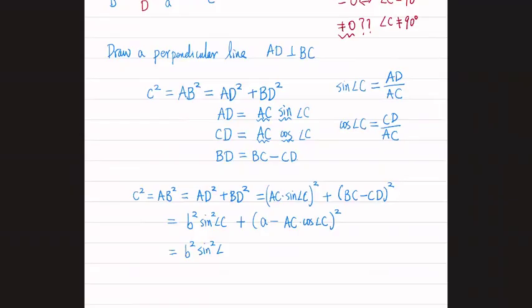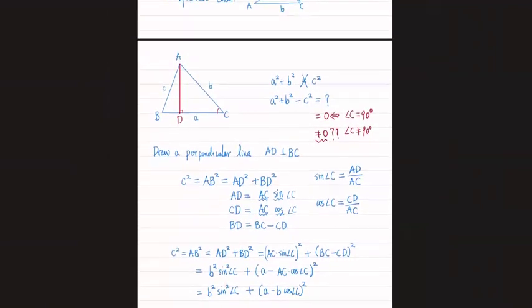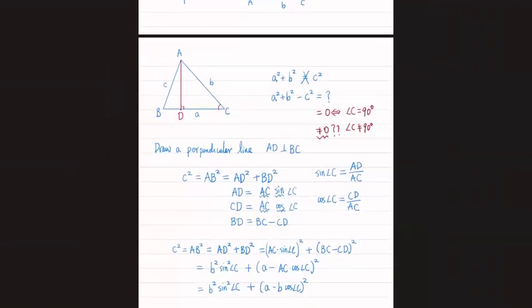A little bit of algebra, nothing difficult: a minus b cosine angle C. Okay, let me pause for a few seconds to give you time to process this and ask questions. Can you follow?